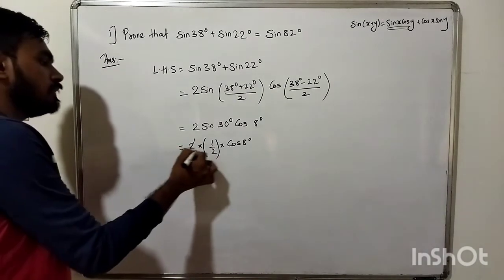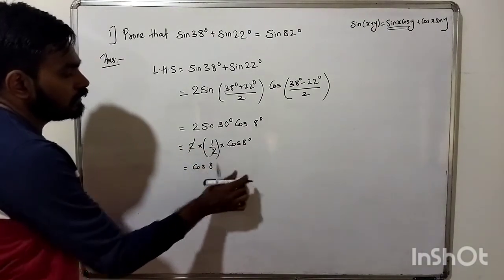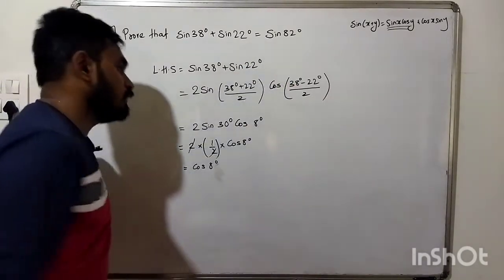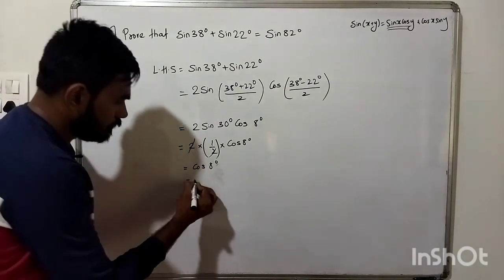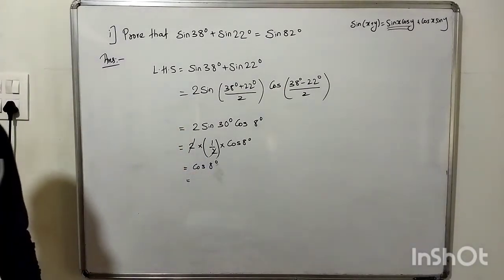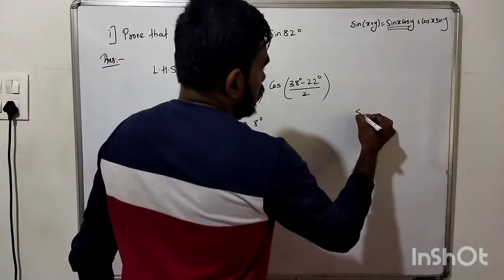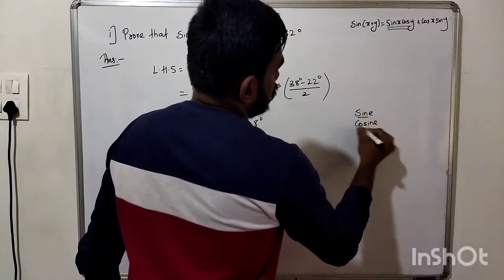Now I can cancel this and this, so cos 8 degree. But here the answer is sine of 82, correct? Here the answer is sine of 82 degree. So from 10 standard, you have to remember one formula. It is for complementary angles. Whenever there is sine, the complementary angle of sine is cos, that is cosine, okay?